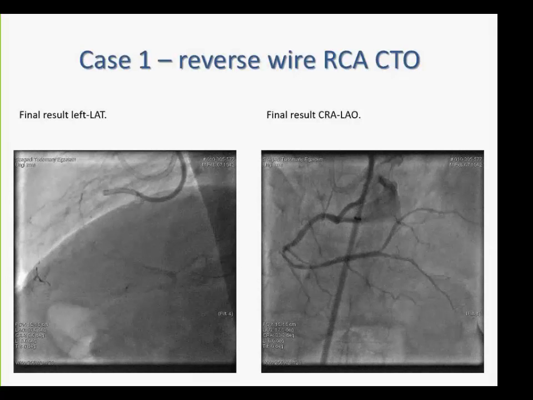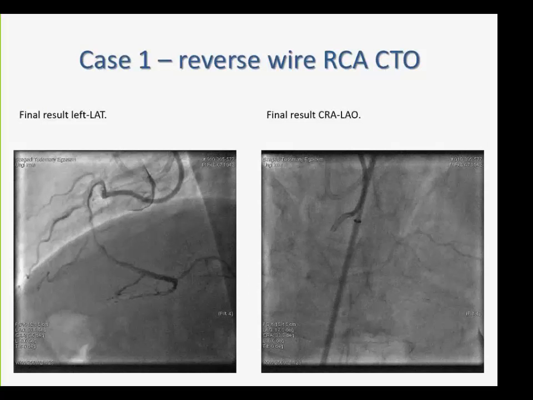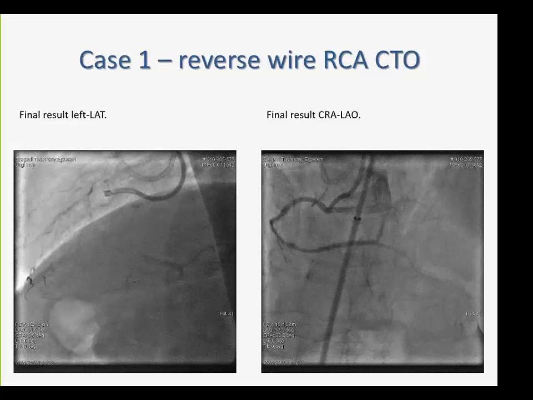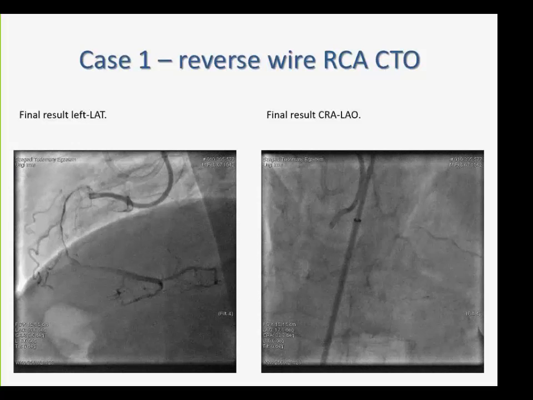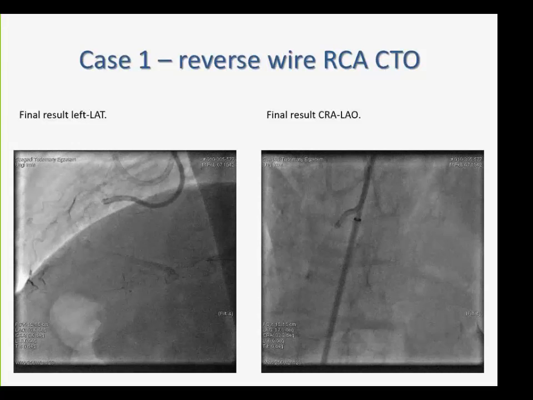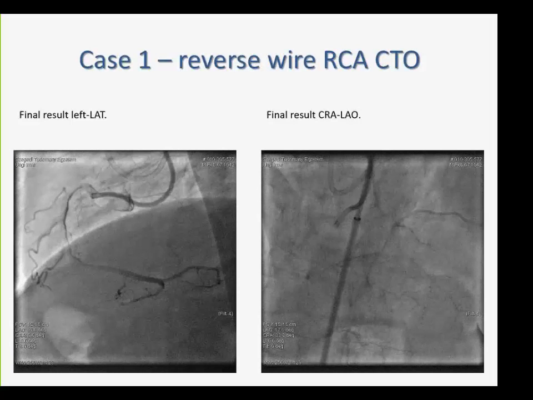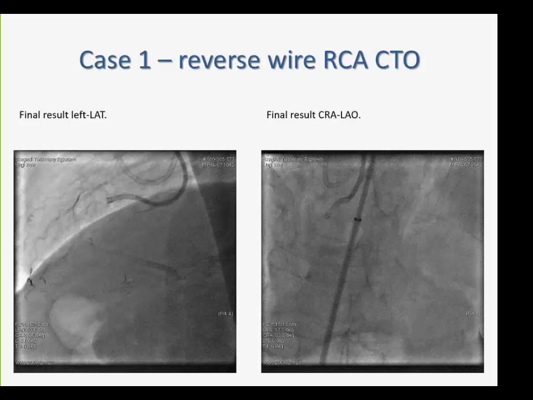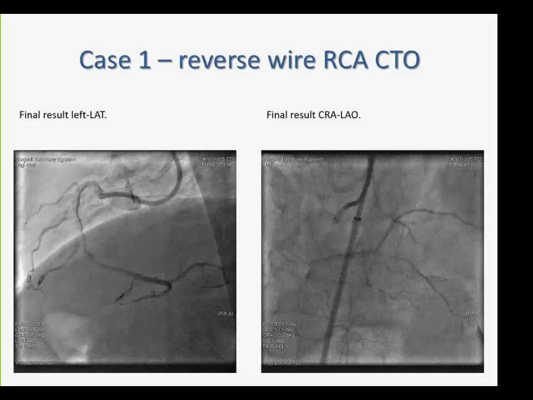one of the keys of the success was that from the distal true lumen of one of the branches, we could engage the other true lumen, the true lumen of the other branch, with a hairpin wire and with a double lumen catheter.